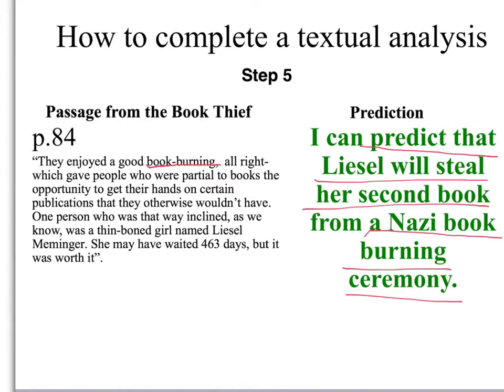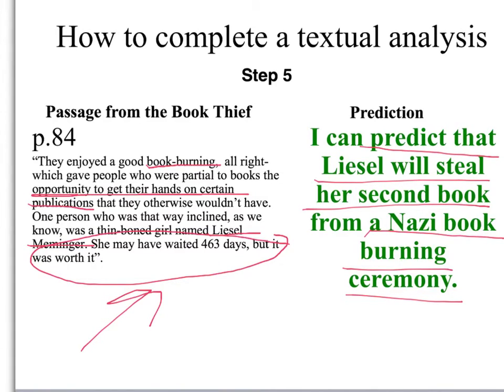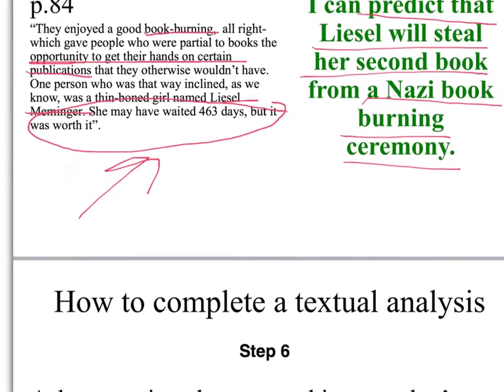And then he mentions the opportunity to get their hands on certain publications. He names Liesl Meminger. And then this last sentence right here is kind of the final clue to predict that she will in fact steal a second book, and it will be from a Nazi book burning ceremony. So you're just using clues that are put in the text from foreshadowing, and you're making a prediction with those.